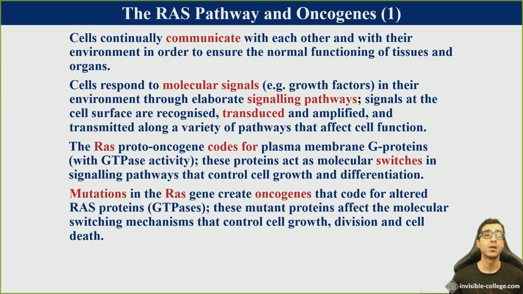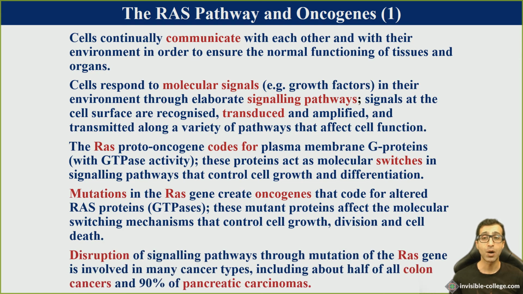apoptosis. So disruption of a signaling pathway through the mutation of the RAS genes is involved in many different cancer types, including about half of all colon cancers and about 90% of all pancreatic cancers. So this gives you a sense of just how important the disruption of these pathways is in the etiology and the incidence of cancer.